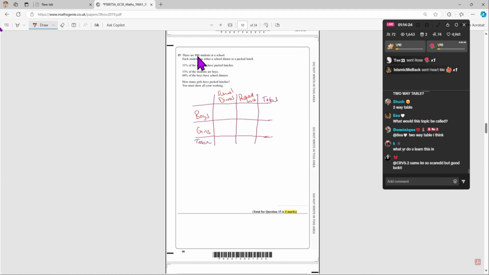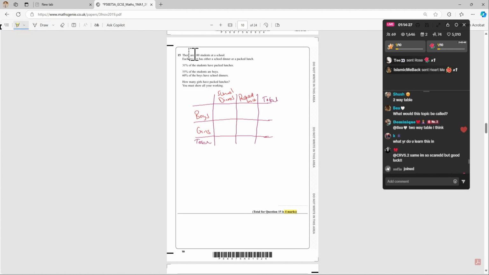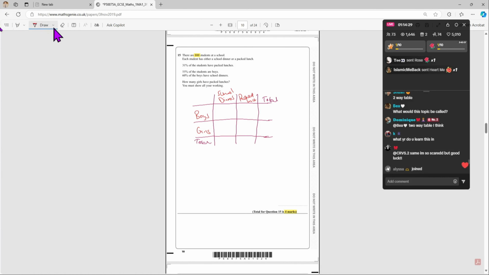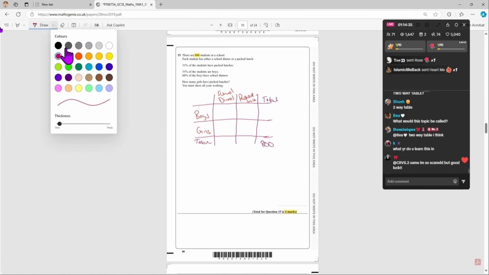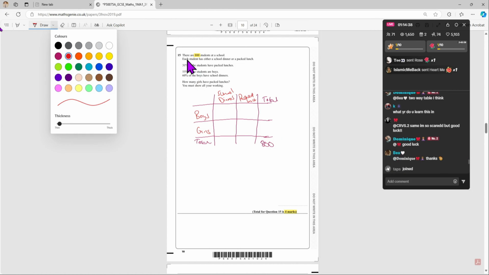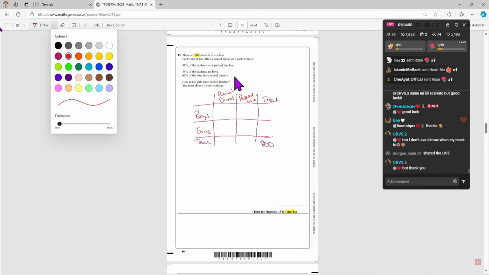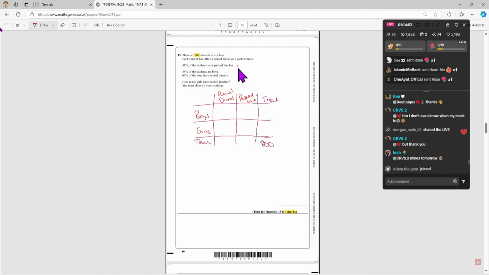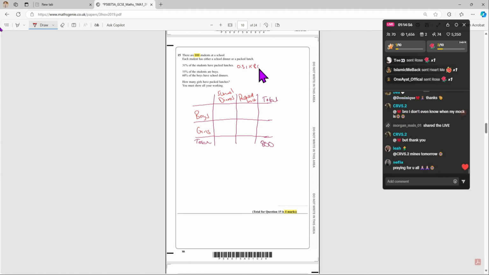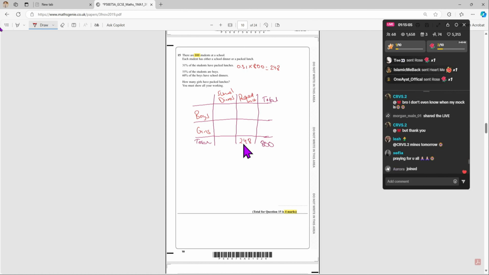So we know that there are 800 students in total. 800 is going to go right there, because that's the total. Then 31% of the students have packed lunches, so we're looking at this one over here. We're going to use multipliers: 0.31 times 800 on your calculator gives 248. That's the total number of people that have packed lunches, so 248 goes over there.